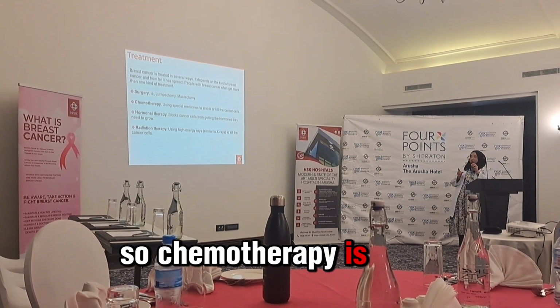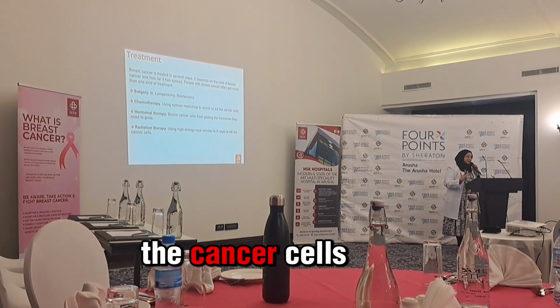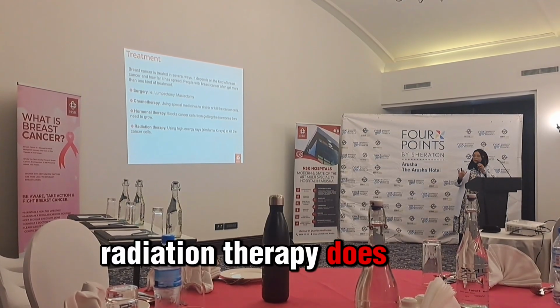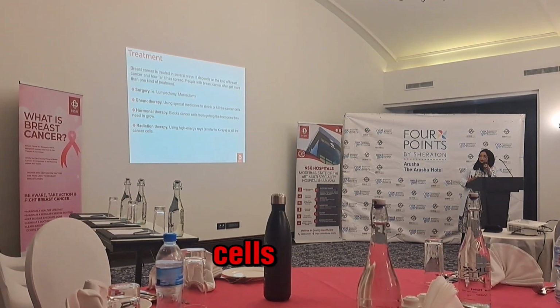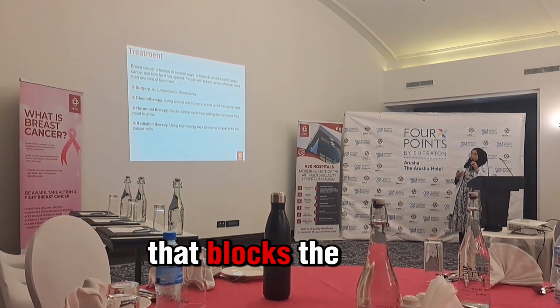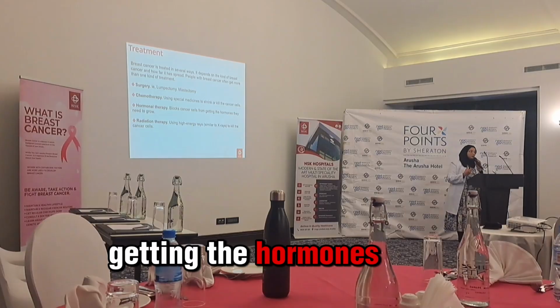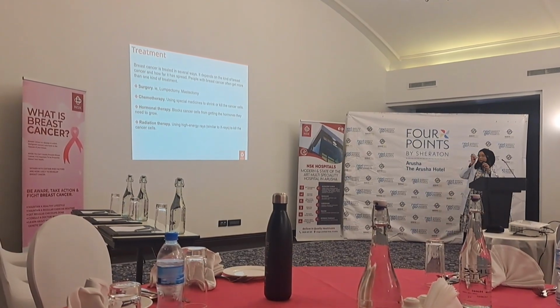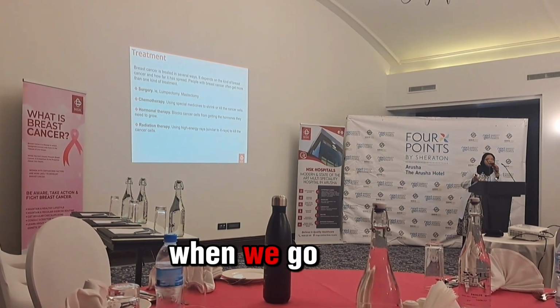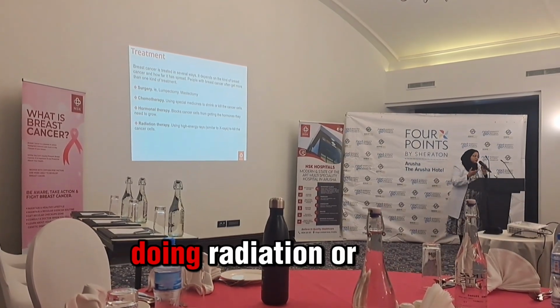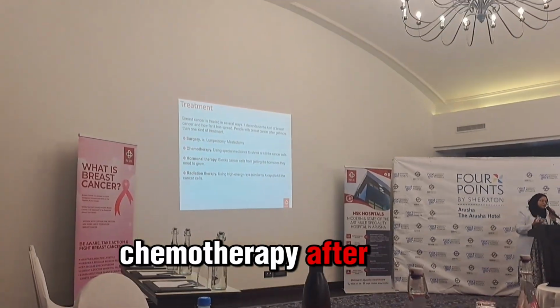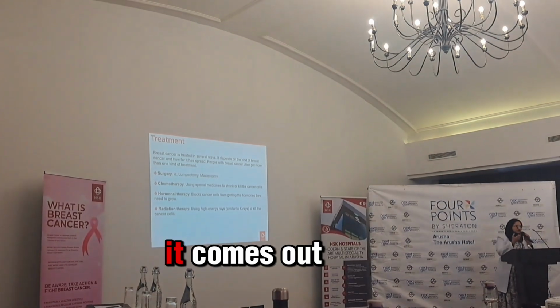Chemotherapy is when you use medications to kill the cancer cells. Radiation therapy does the same, using rays to kill the cancer cells. And there's hormone therapy that blocks the cancer cells from getting the hormones they need to grow. Usually, even when we go for surgery and remove the lump, we still prefer doing radiation or chemotherapy after, so if there's anything small remaining, it comes out.